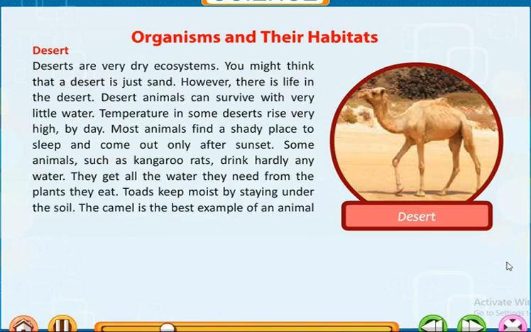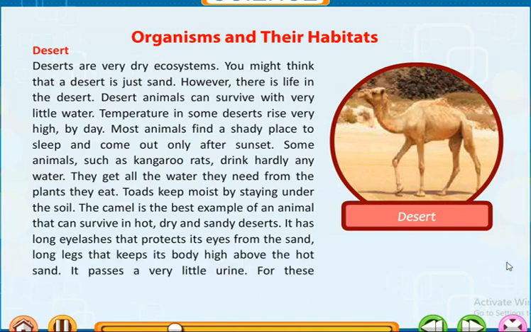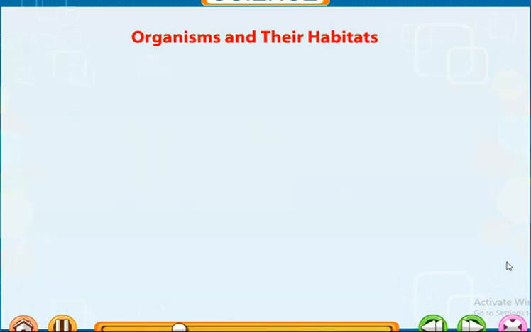The camel is the best example of an animal that can survive in hot, dry and sandy deserts. It has long eyelashes that protect its eyes from the sand, and long legs that keep its body high above the hot sand. It makes very little urine. For these adaptations, the camel is called the ship of the desert.